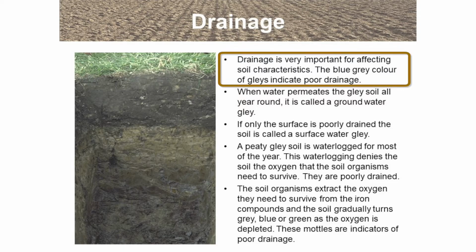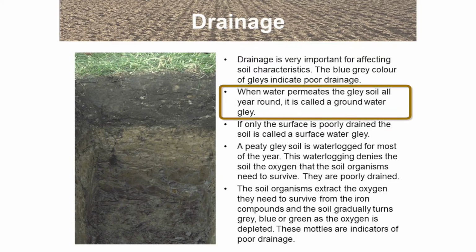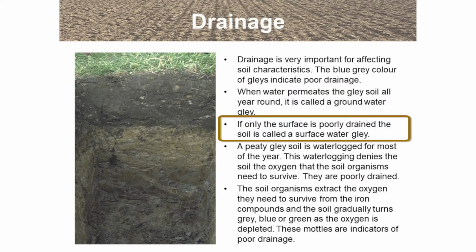Drainage is very important for affecting many of the soil characteristics that we see. The blue-grey colour of gley indicates poor drainage. If the water permeates a clay soil all year round, it is called a groundwater clay. If only the surface is poorly drained, mainly in spring meltwater areas, the soil is called a surface water clay.